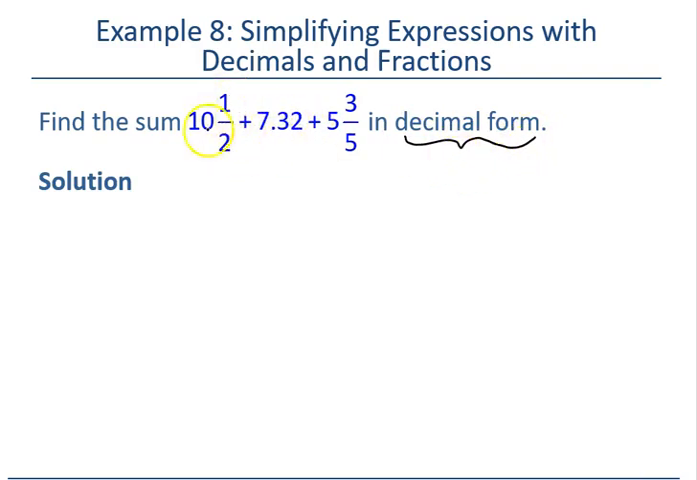Okay, well, notice the 1/2 here. We don't have to worry about the 10. Let's just worry about the 1/2. So if I go 2 divided by 1, well, I can't do that, but I can put 2 divided by 10. So 2 into 1 is 0, 0. Bring down the 1, bring down the 0. 2 into 10 is going to be a 5. So notice I've got 0.5. So this is going to turn into 10.5.